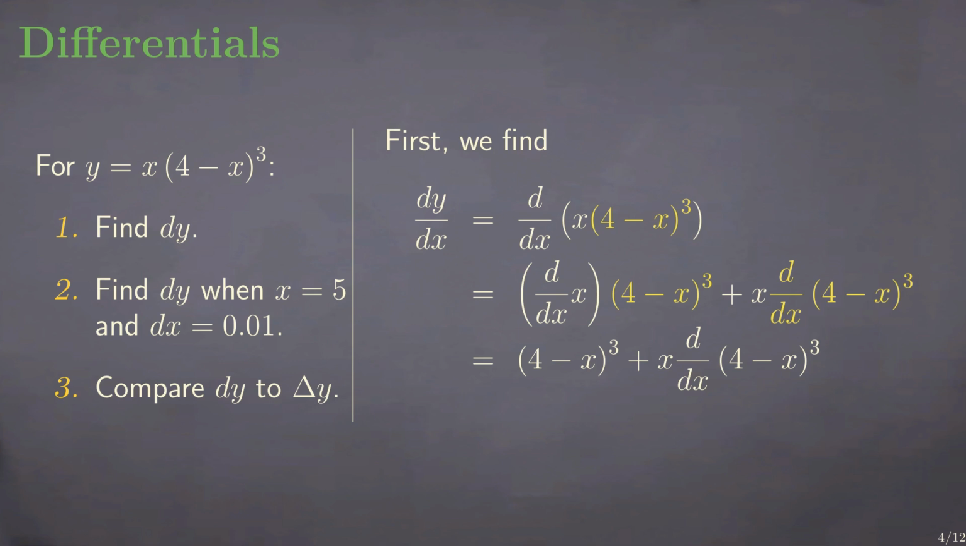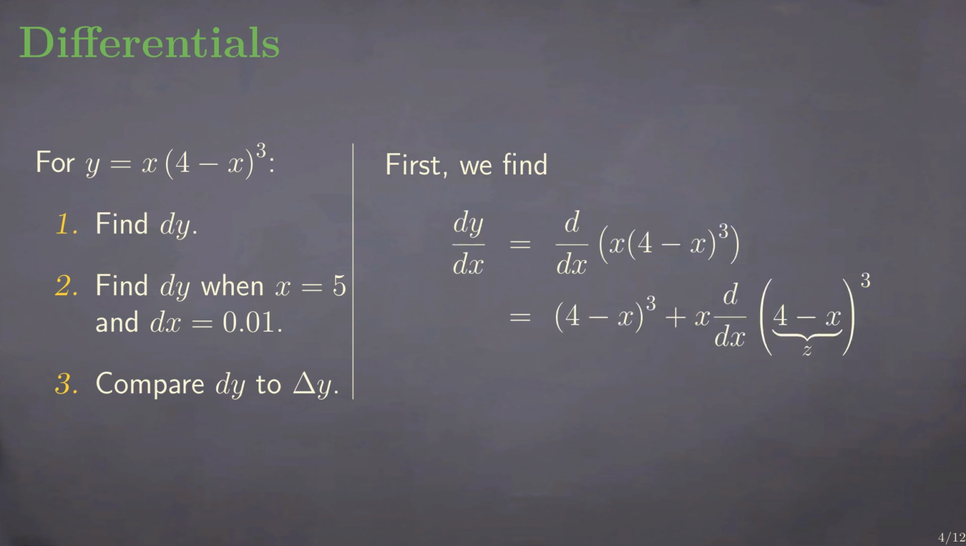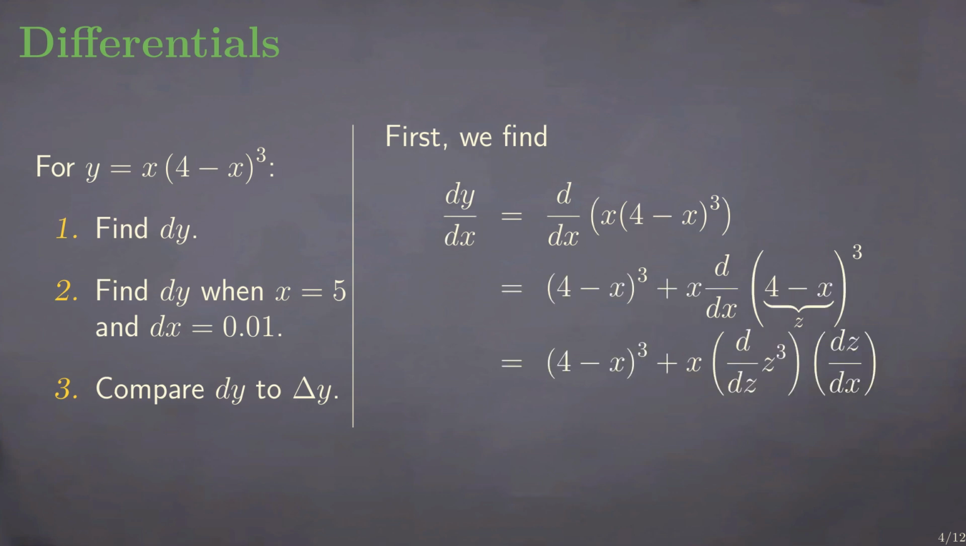The derivative of (4 minus x)^3 can be computed using the extended power rule. If you don't remember the extended power rule, it is just a special case of the chain rule. Think about 4 minus x as a variable z. So z is now a function of x. z^3 is actually (4 minus x)^3, right? So here we have the composition of z^3 and 4 minus x. If we apply the chain rule, it becomes d over dz of z^3 times dz over dx.